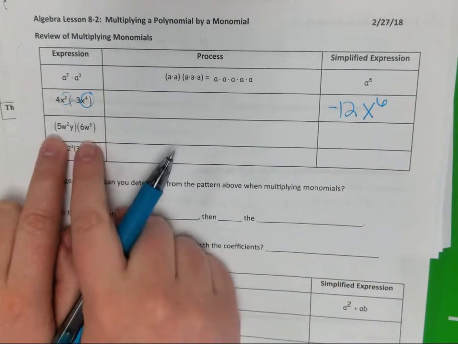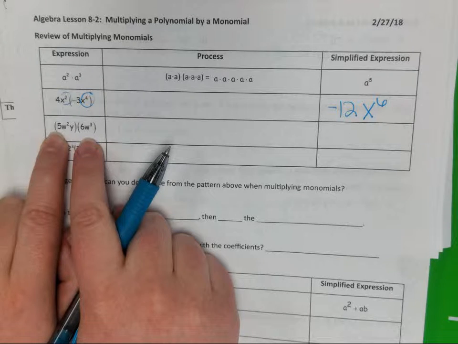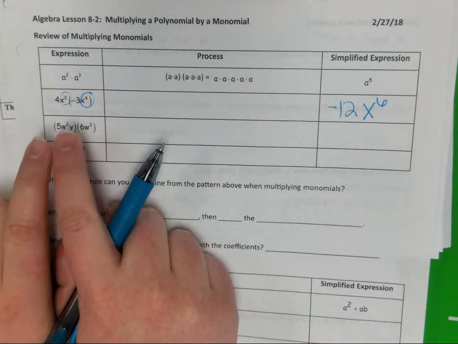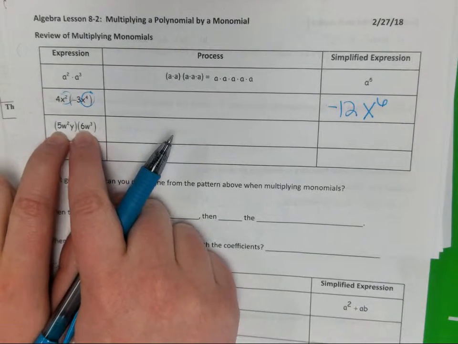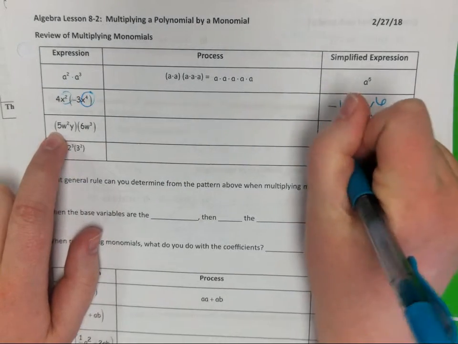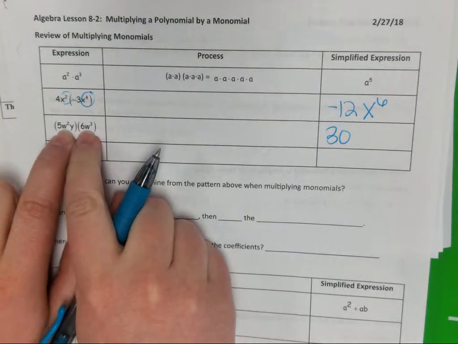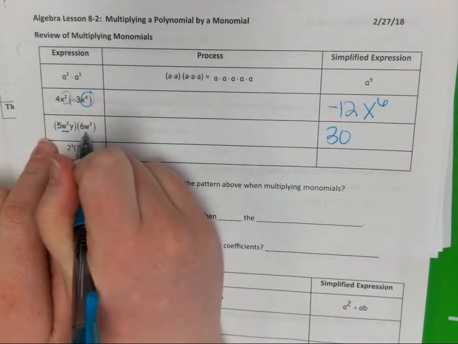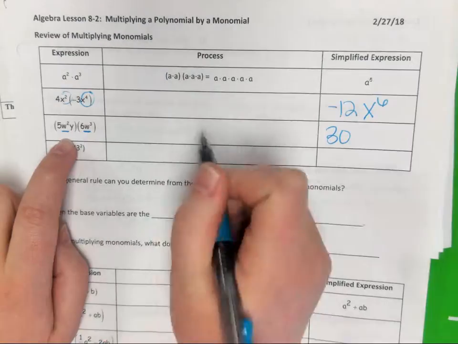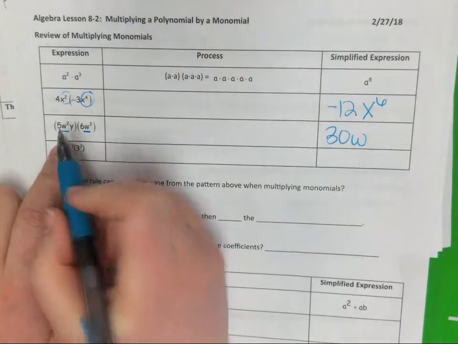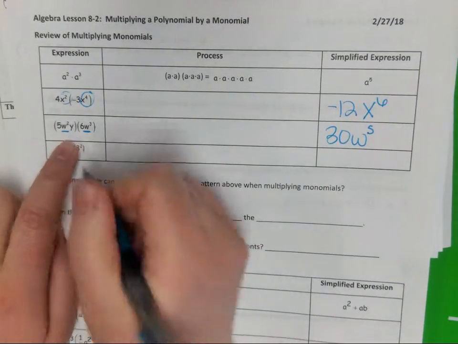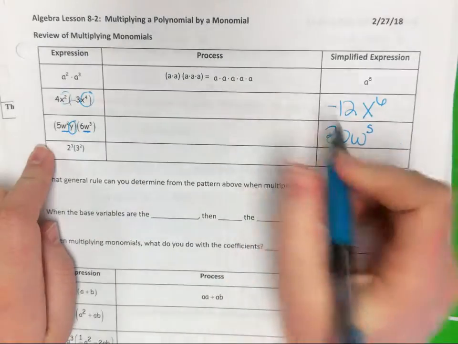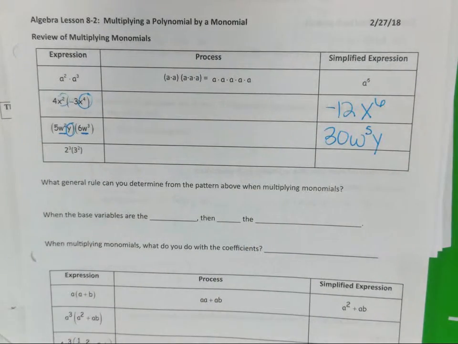All right, our next one, we have 5w squared y times 6w cubed. Well, what do we do with those coefficients? Multiply. We always multiply the coefficients if it says multiply. 5 times 6 is 30. Then we have w squared and w cubed. Remember, same base. We do what with their exponents? Add. So 2 plus 3 is 5. And does this y over here have any friends? No. So he's just going to go in the back and be exactly the same. He's not going to change.